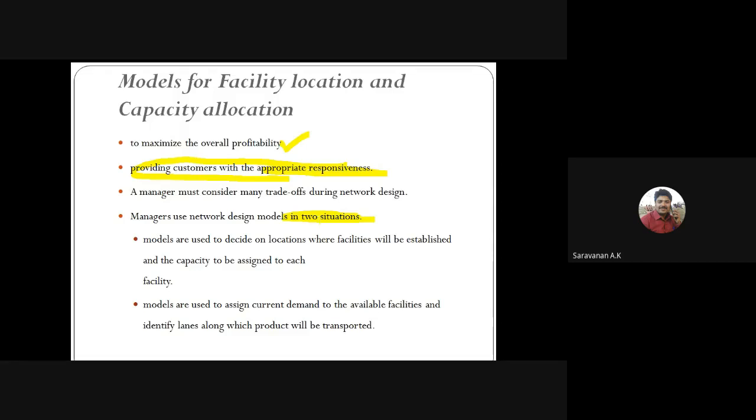Then in the second situation, the models are used to assign the current demand to the available facilities and identify the lanes along which the product will be transported. The managers must consider these decisions at least on an annual basis, given changes in demand, price, exchange rate, and tariffs. So in both cases, the goal is to maximize the profit of the firm while satisfying the customers' needs.